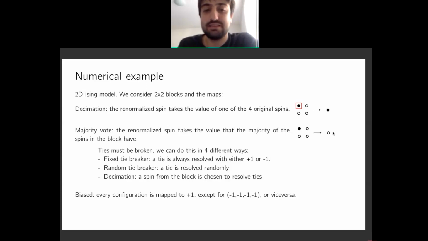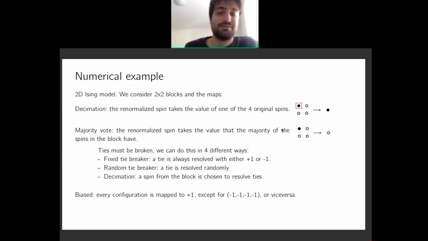But then there are ties, and these must be broken. And we can do this in 4 different ways. Either we choose a fixed value. So for example, we decide that the tie is always broken with +1. If it's even, then we always put +1, or -1. This is a different map. We can do it at random. As we said, this cannot be optimal. Or we can do a hybrid between majority vote and decimation. So if there is a tie, we pick one spin in the block to be the renormalized spin.